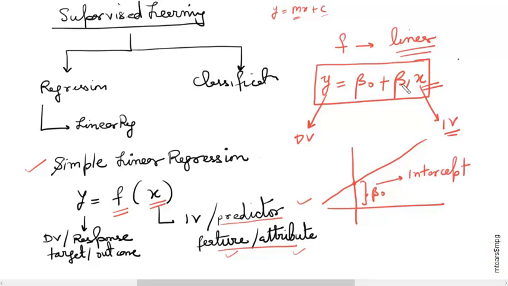And what is beta 1? Beta 1 is the slope of the line. So remember, what is the slope of a line? Slope of a line is the rise over run. So for a unit increase in x, how much does the y increase? If I have to write it down, beta 1 is equal to delta y by delta x. That is the slope of the line.